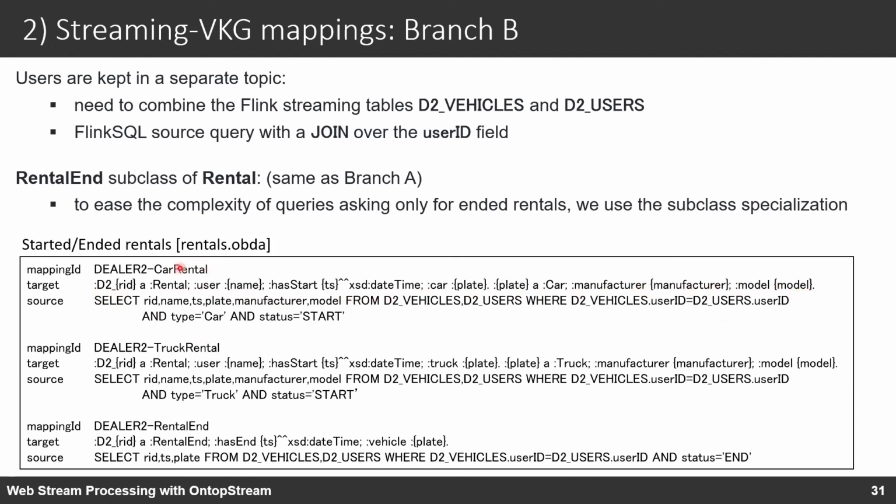The same can be done for trucks, because we are filtering between types, which is car or truck. While for the rental, we don't need to specify if it's a car or a truck, because we have specified this information in the starting rental mapping.